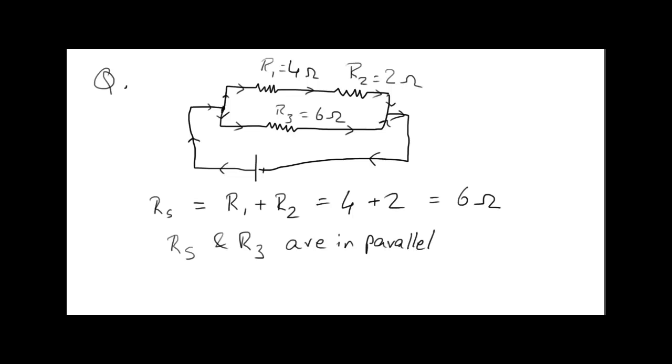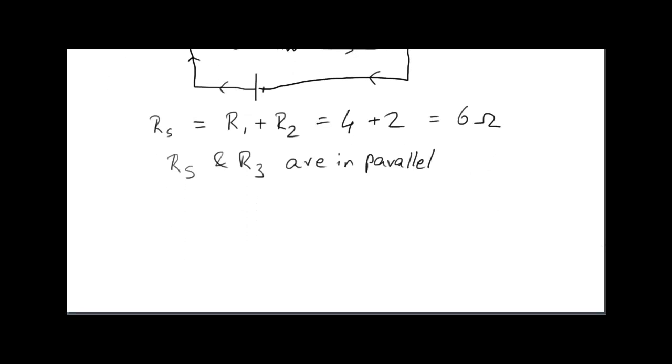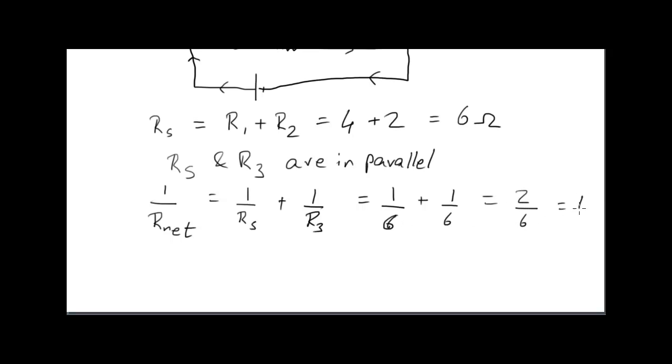So now to solve this bit, what we need to do is take 1 by R net, which is the final value we want to find, and put in 1 by RS plus 1 by R3. Both are 6 ohms, so it's easy for us to solve. 1 by 6 plus 1 by 6. When you take the LCM, you get 2 by 6, which is 1 by 3.